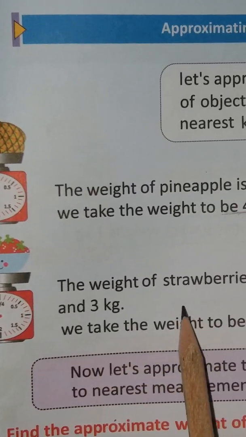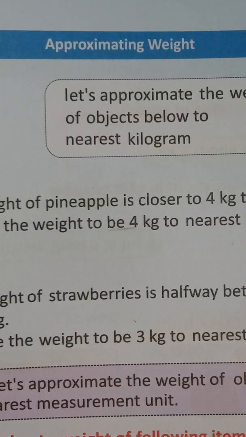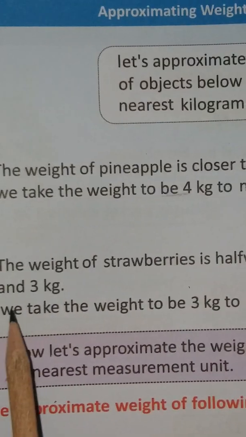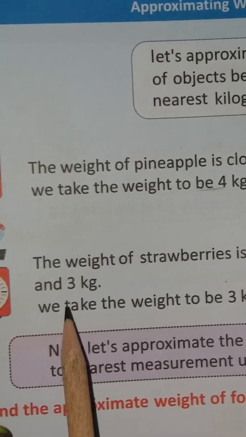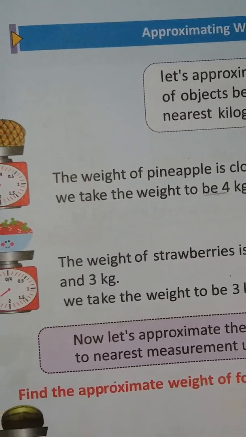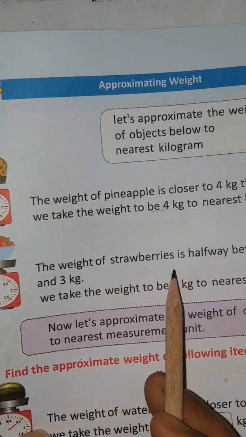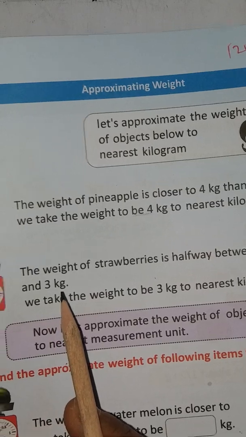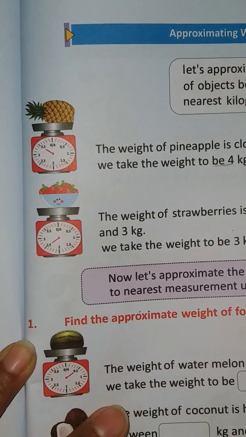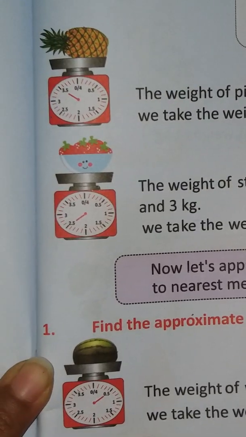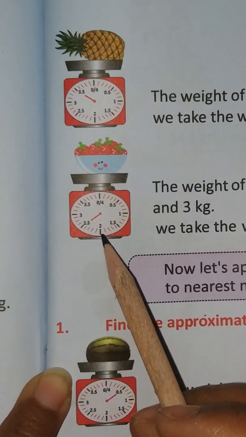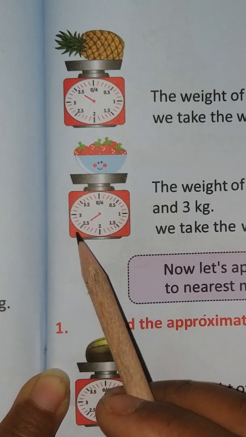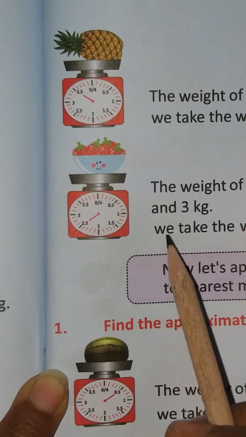The weight of the strawberries is halfway between 2 kgs and 3 kgs. Can you say 2 kgs and 3 kgs? The weight of the strawberries is halfway between 2 kg and 3 kg. So now look in the picture. How can you say it is halfway? You can see it is 2.5 kgs, halfway between 2 and 3 kgs.